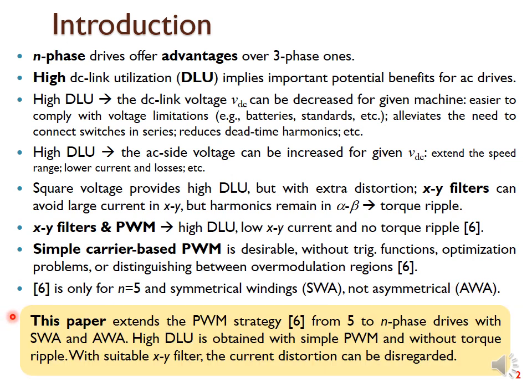In view of this gap in the state of the art, this paper extends such PWM strategy from 5 phases to any number of phases with either symmetrical or asymmetrical windings. In this manner, high DC link utilization is obtained with simple PWM and without torque ripple, and assuming that a suitable XY filter is used, the current distortion is negligible.